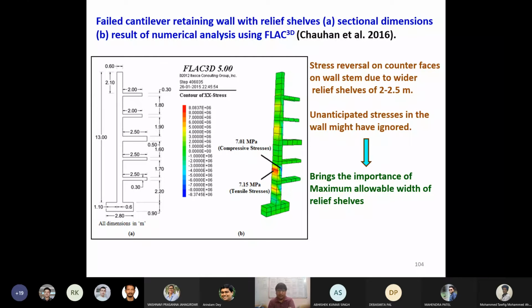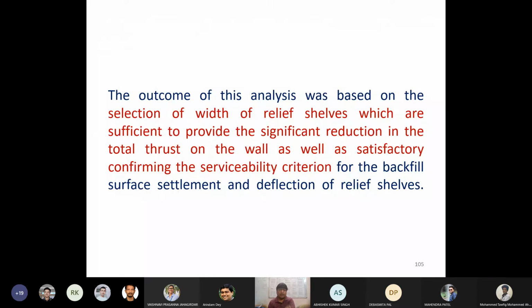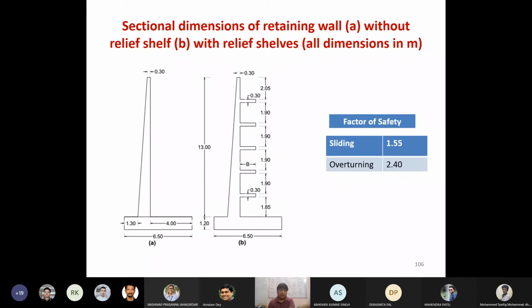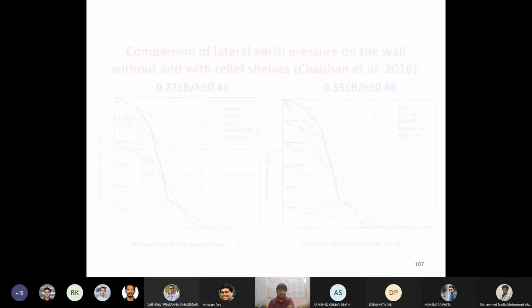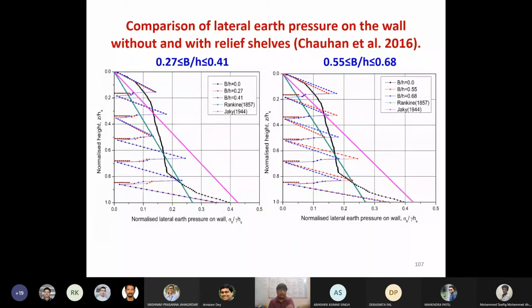Okay, so we thought, why not give a solution for this kind of wall. Our outcome is based upon the analysis we have proposed and discussed. So we have designed this particular wall and noted that in sliding and overturning, the factor of safety is well within the recommended limit. And with the use of Flat 3D, the earth pressure distribution we have noted is this way. You can see that this earth pressure distribution is somewhat different from what we noted in our earlier cases.